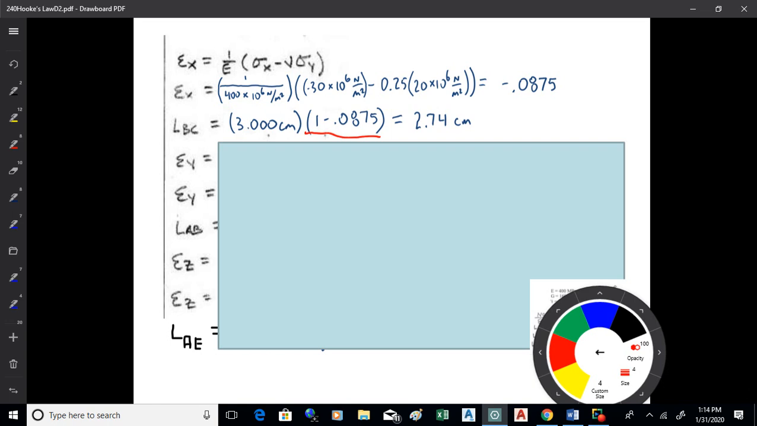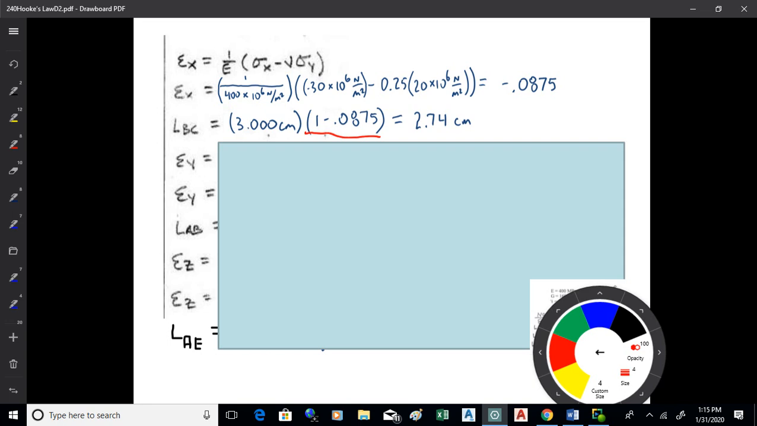But of course, strains we don't express as percent. We want decimals for them. So that's kind of what's going on. So I'm just taking 3 centimeters times the percentage for the ratio of the final length. That's the deformation. I'm sorry now? That's the deformation. Yeah, that's actually the final length. So that kind of rolls the deformation into the original length, kind of combines them together. All right.